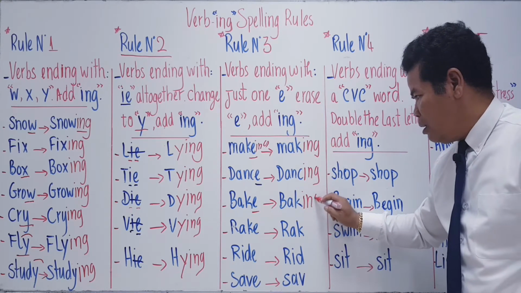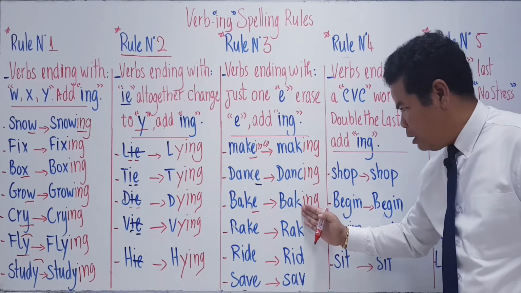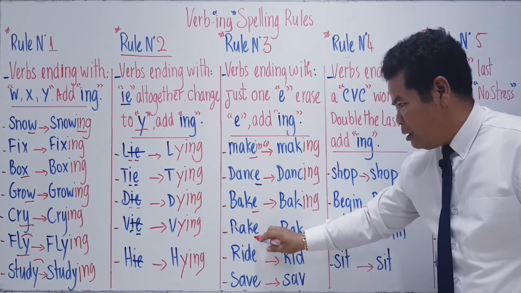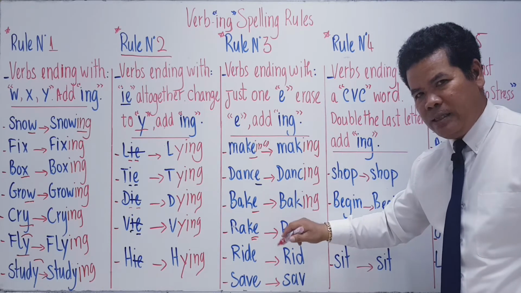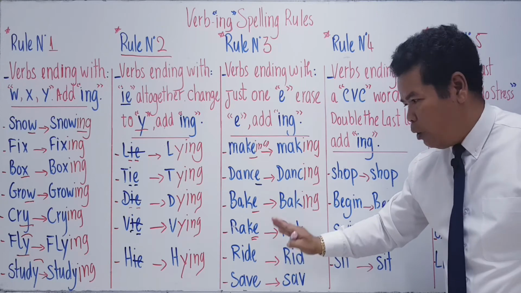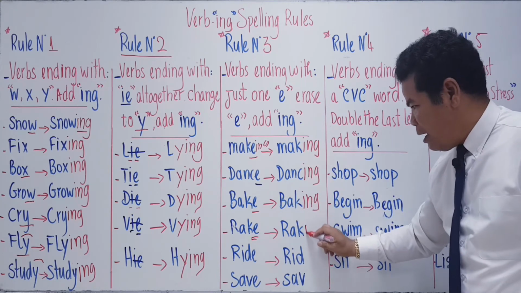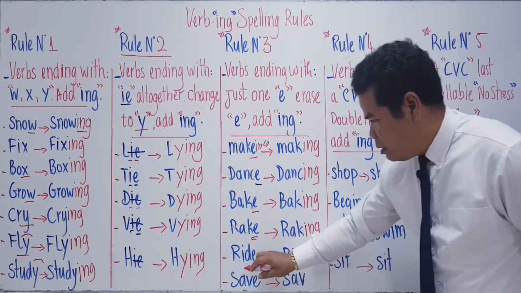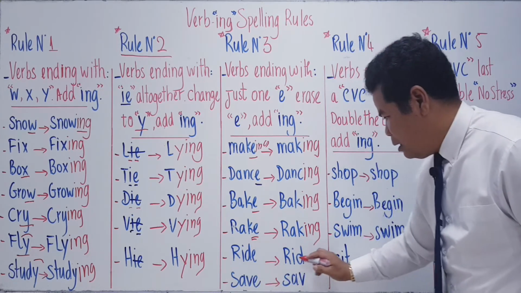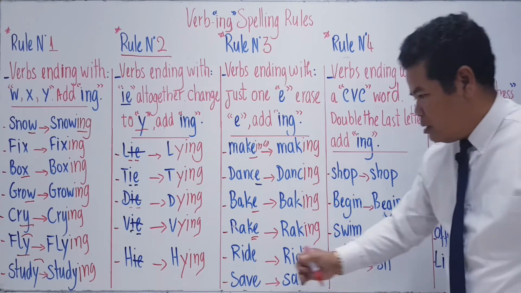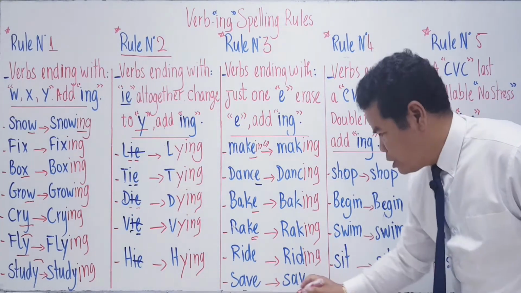Baking. No E. Rake. E at the end. It's a single E, not double E. I mean, not two E, right? Only one E. We have to add the ing form. Ride. Riding. Save. Saving.